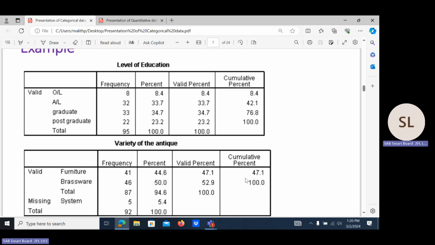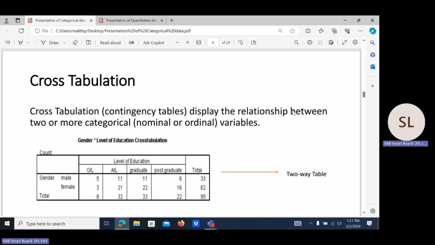Understood? Here they represent the missing value, no? In the system, missing 5. So these 5 data are missing. Understood? This format is the frequency table. Okay, clear? Now it is clear what the tabulation format is and what the frequency table is. Then we move on to the next one.